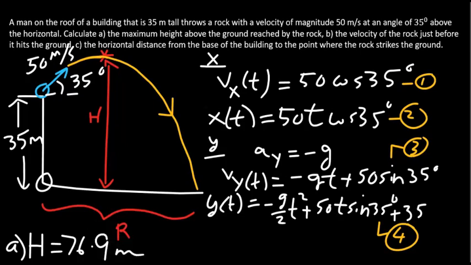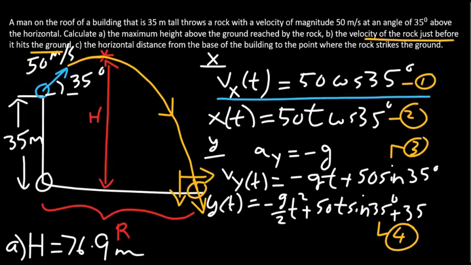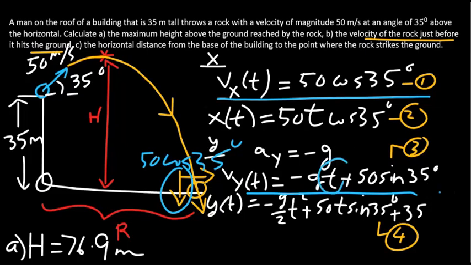Now part B, the velocity of the rock just before it hits the ground. As it moves like that, what is the velocity? It has two components, the x component and the y component, so we have to determine both. We already know the x component. It does not change at any time, it is just 50 cosine 35 degrees. What we need is the y component of the velocity when it hits the ground, given by that equation. But in order to use it, we need to know the time of impact.